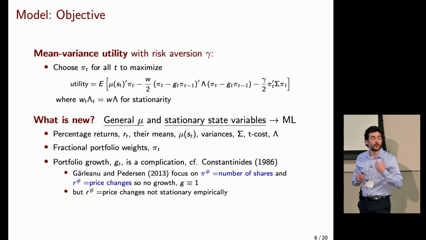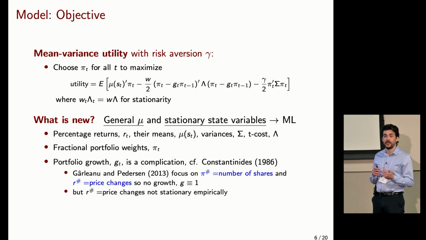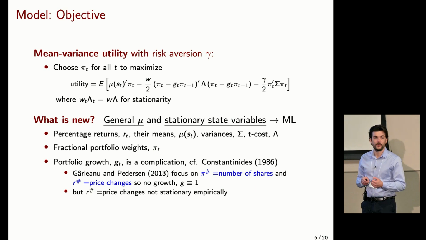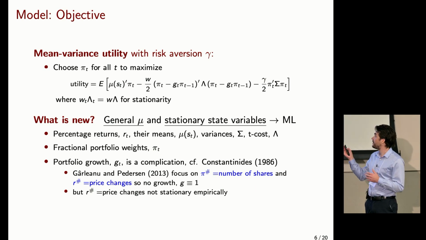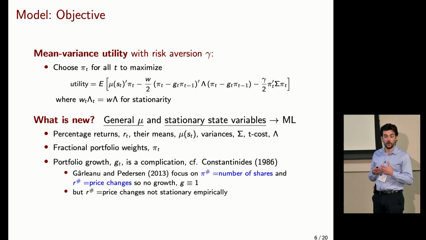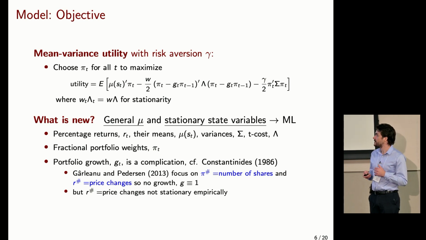The issue, of course, is that price changes are not stationary empirically, whereas percentage returns are. So on the theoretical side, our paper is really a generalization of Gârleanu and Pedersen that makes it more well suited for machine learning implementation.